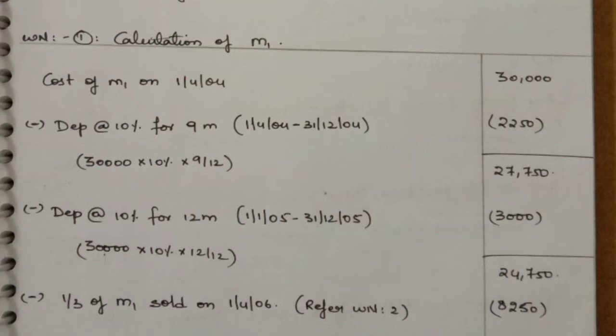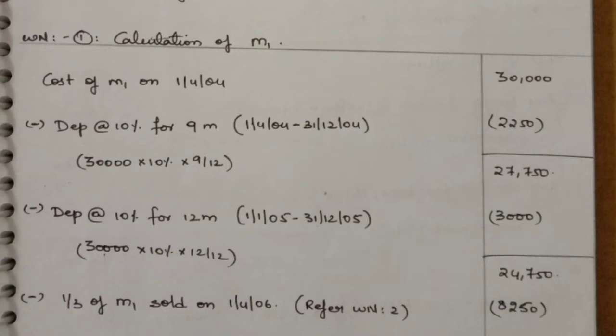So April to December, 9 months. For 9 months you need to calculate the depreciation for the year 2004. So 30,000 into 10% into 9 divided by 12. So 2,250 you will get as the depreciation amount. And next, the net balance amount in the balance sheet for machinery 1 will be appearing, that is 27,750. So in 2005, in case of machinery 1, is there any change in the line format?